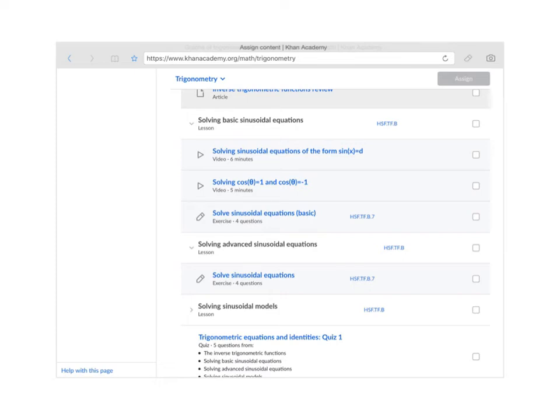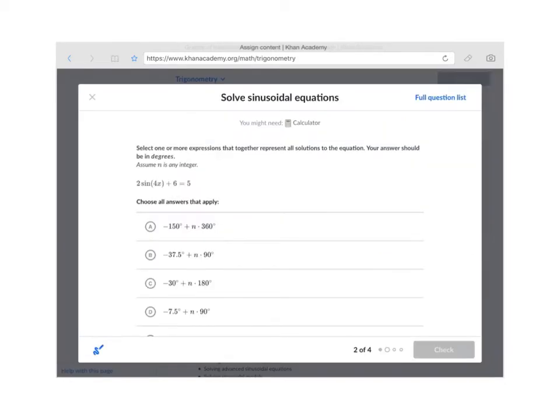Hello, I want to try to do solving differential equations, and I'm going to go for solving sinusoidal equations. So let's see what we got here. All right, so the equation we have is 2 sine 4x plus 6 is equal to 5.